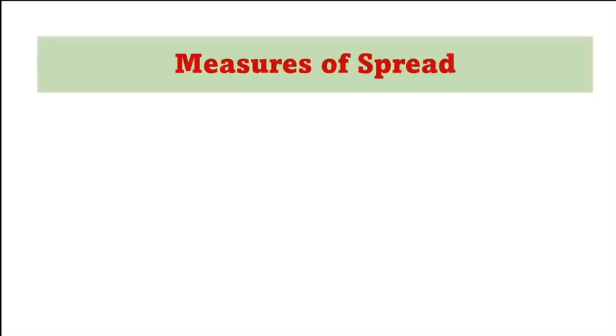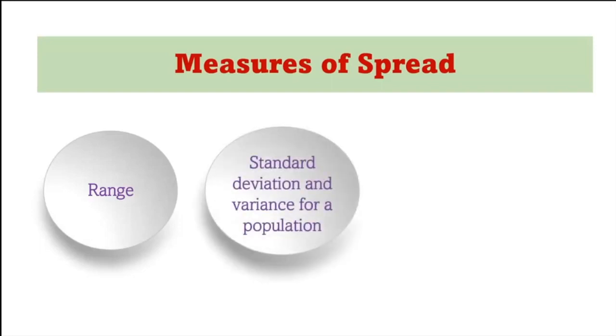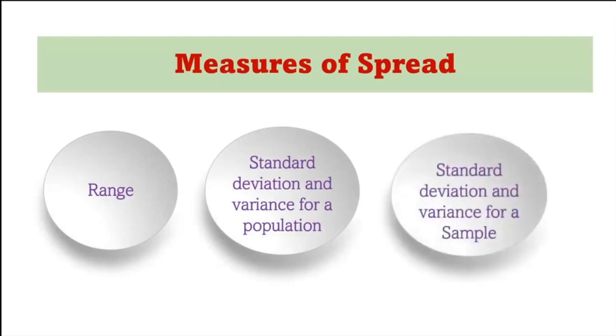Now coming to the measure of spread. How do we measure the spread of the data? There are three ways. The range is the highest minus the lowest. Then there is the standard deviation and variance for a population, and the third is the standard deviation and variance for the sample. So you measure the standard deviation and variance for a sample, and then you calculate it for the population.